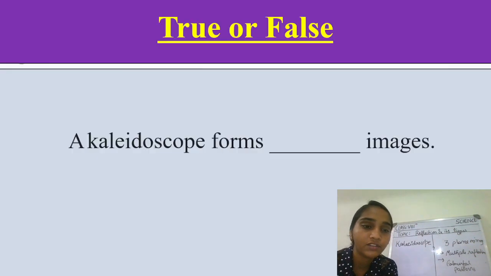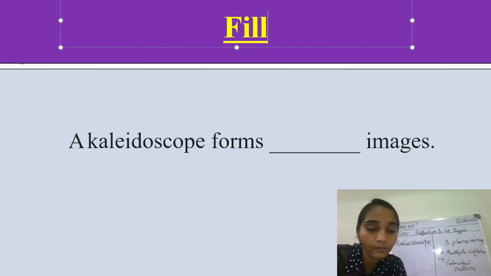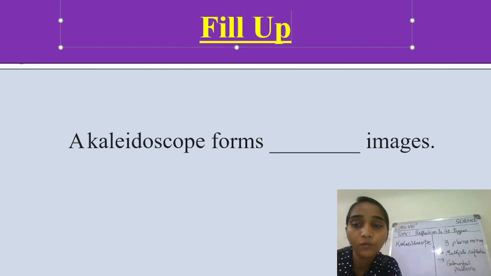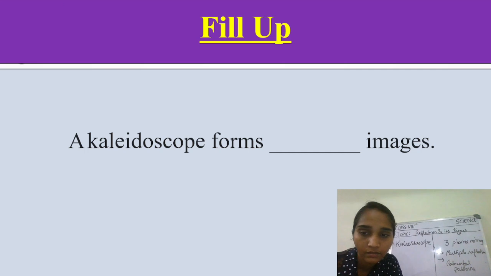Good students. So now it's time for you to answer the statement, as you have to fill in this blank. A kaleidoscope forms dash images. Yes, you can write your answers in the comment section, and I will read it out from there. Let us see how much you got about the kaleidoscope.